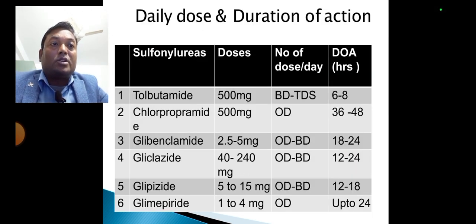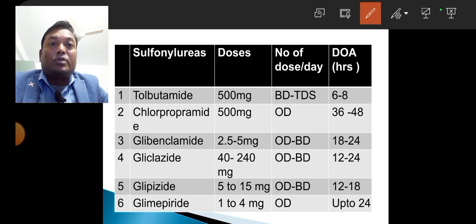Now the daily dose and duration of action of these drugs. Tolbutamide 500 mg can be given BD or TDS, meaning twice a day or thrice a day, and acts for 6 to 8 hours. Chlorpropamide 500 mg once a day acts for 36 to 48 hours. Glibenclamide 2.5 to 5 mg once or twice a day acts for 18 to 24 hours. Gliclazide 40 to 240 mg can be given once or twice a day, with action for 12 to 24 hours.